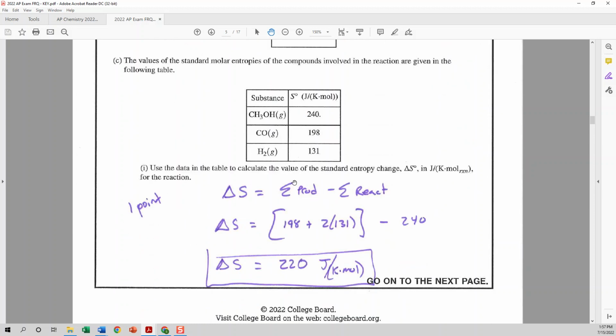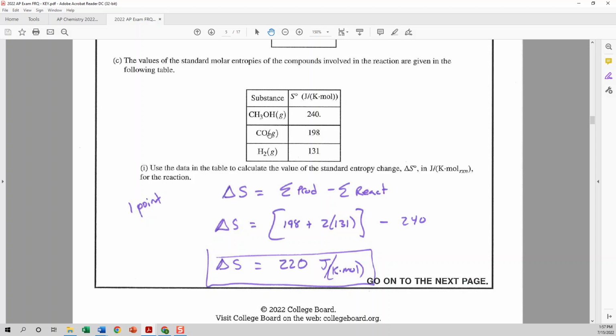So remember, it's products minus reactants. Think of delta. Delta means change in something. Change in something is always final minus initial. So if you're talking about the change in a reaction, the final part of a reaction is the products. The initial part of the reaction is the reactants. So when we do delta of a reaction, delta anything, delta S, delta H, delta G, change in anything for a reaction, it's products minus reactants.